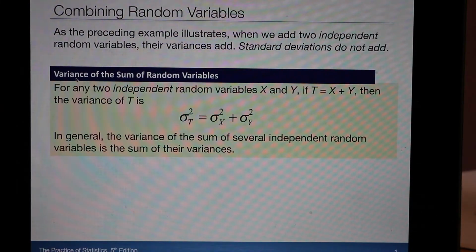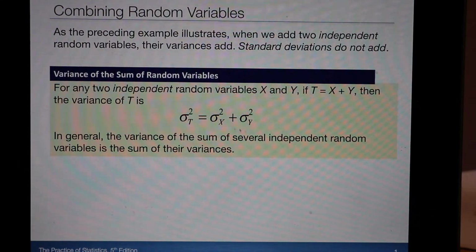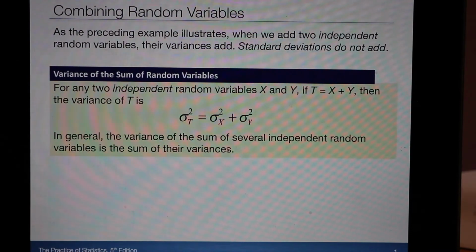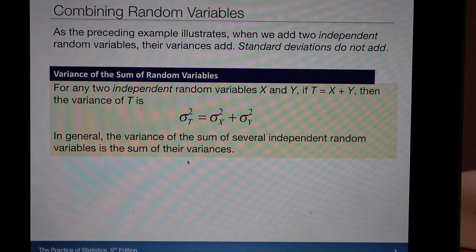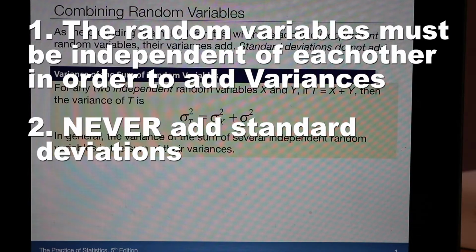For any two independent random variables, if you are combining the two random variables, then the variance of that combination is the addition of the two independent random variables. You can add the two variances of the independent random variables, and that'll be the variance of the total. In general, the variance of the sum of several independent random variables is the sum of their variances. Few things. One, they must be independent in order for this to work. Two, you do not add standard deviations, you only add variances.